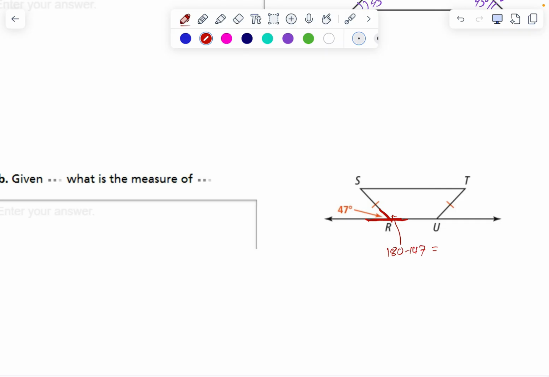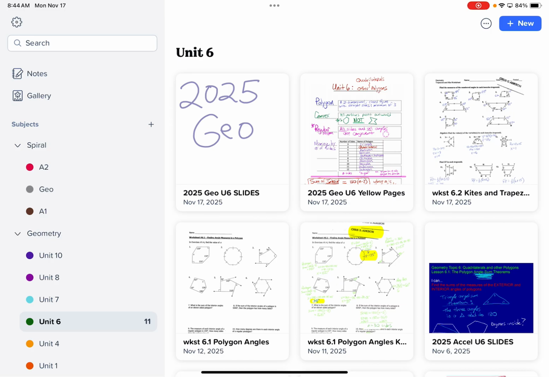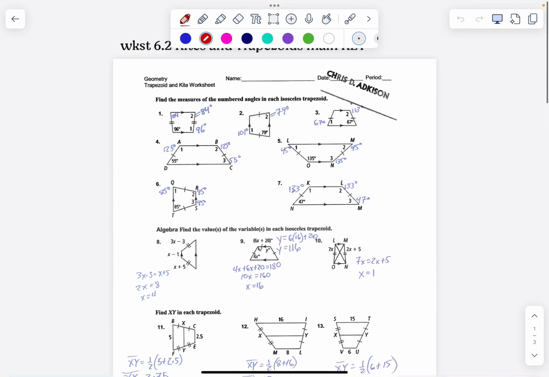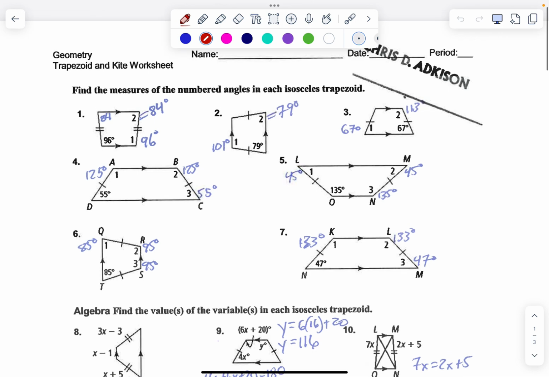Okay? All right, on your paper, the trapezoid paper, just do 1 through 7 tonight. That first section, it's all just about angles, kind of like we were just talking about. So 1 through 7. Don't assume every single one of those is isosceles. They are because they have notation, but don't just assume.